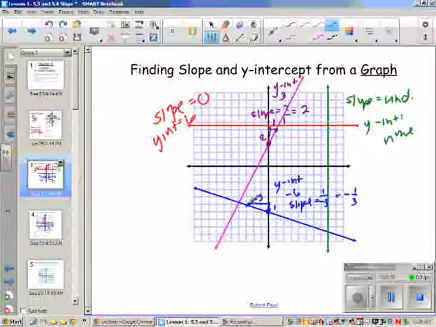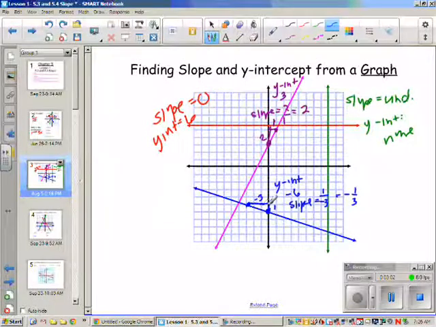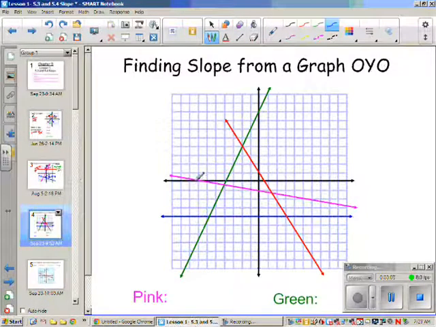Notice it doesn't matter what point you go from. You could go over 3, but then you would be going down 1, and you would get the negative there. So it doesn't matter what order you go in. So pause the video, see if you can find the slope of these 4 lines.